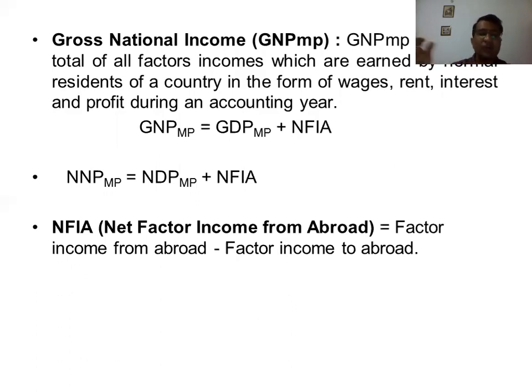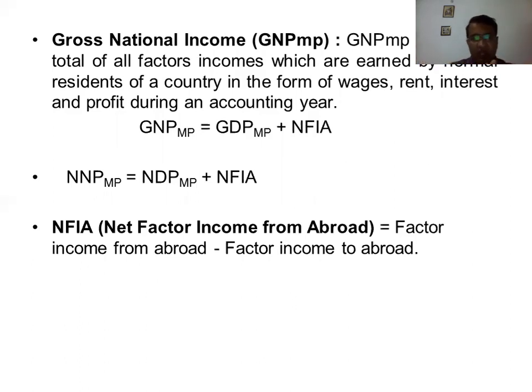Factor income from abroad means our people are working in another country and earn some income, and people of the rest of the world are working in our country and also earning income. So the difference, income from abroad minus income to abroad, the total remaining is the net factor income from abroad. It may be positive or negative, depending on the income from abroad and to abroad.